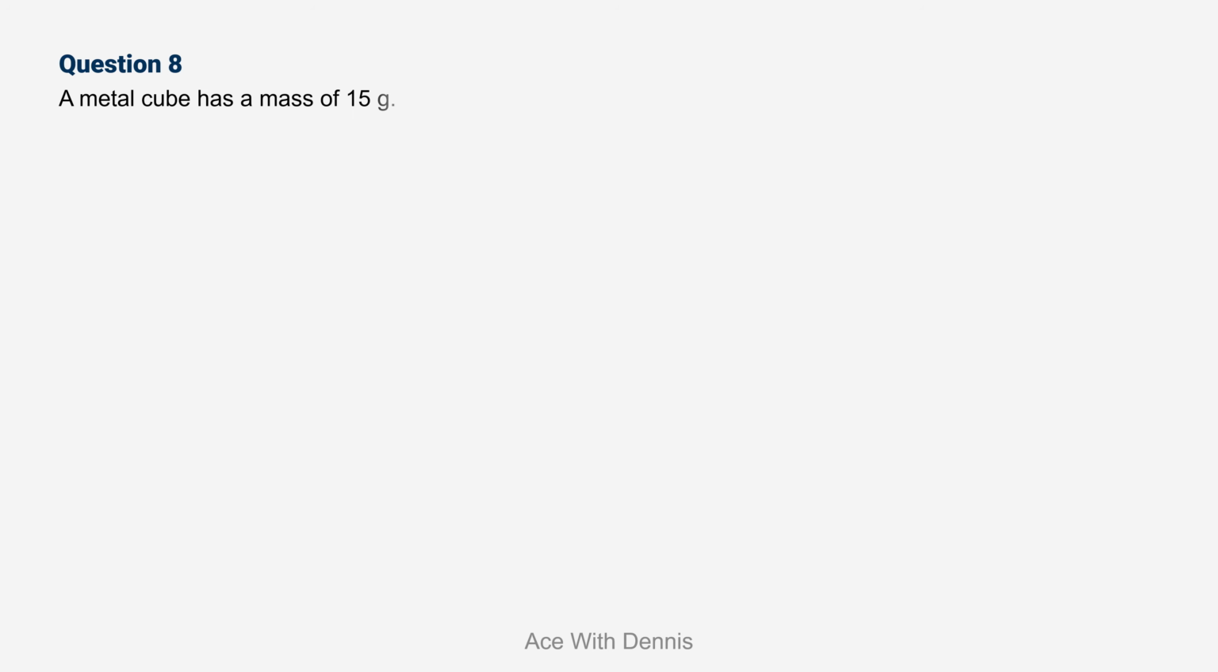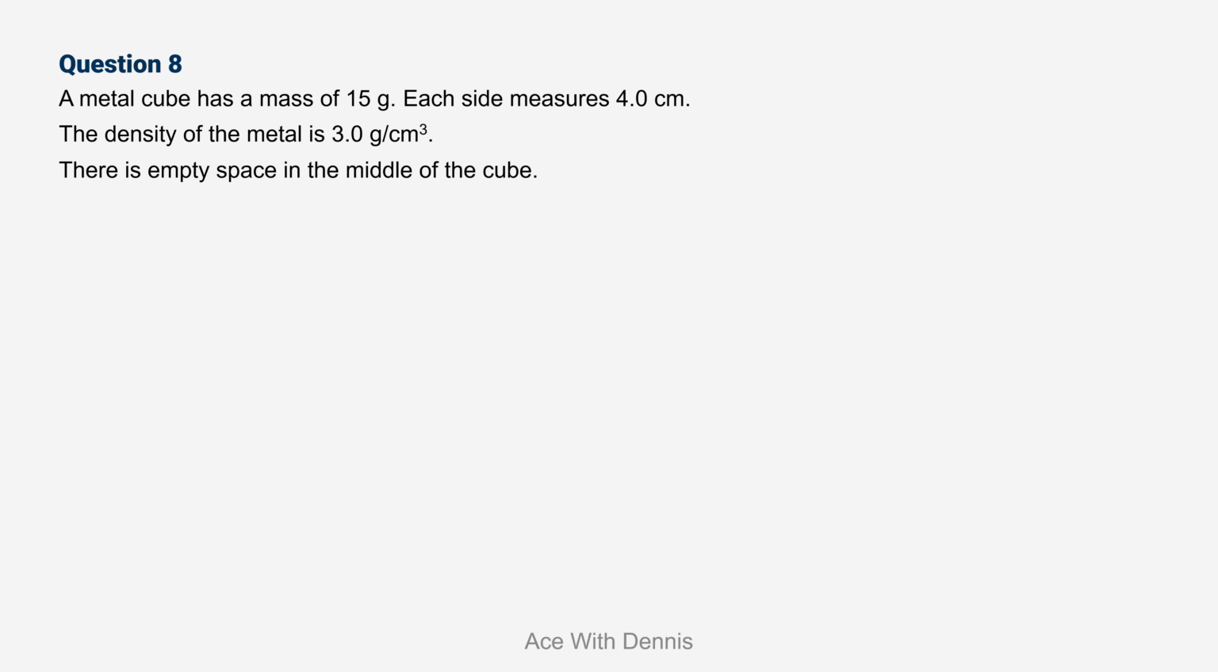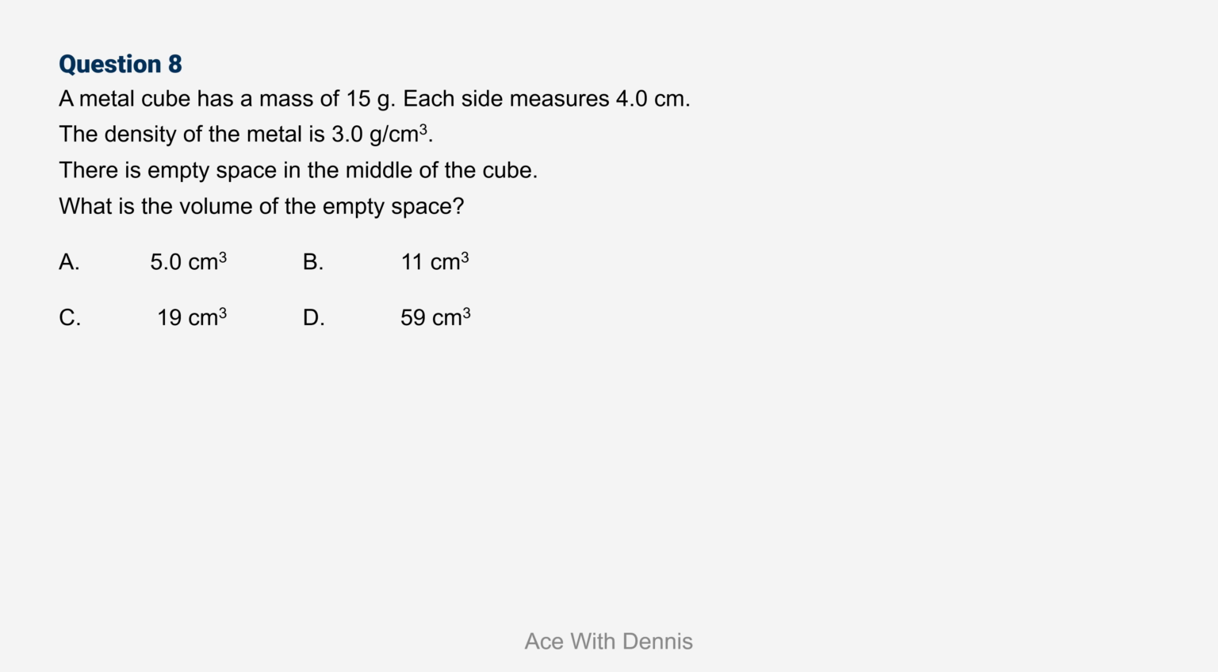Question 8. A metal cube has a mass of 15 grams. Each side measures 4.0 centimeters. The density of the metal is 3.0 grams per centimeter cubed. There is empty space in the middle of the cube. What is the volume of the empty space? A. 5.0 centimeters cubed. B. 11 centimeters cubed. C. 19 centimeters cubed. Or D. 59 centimeters cubed.